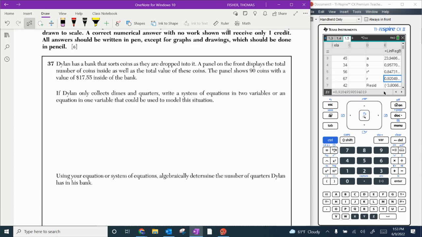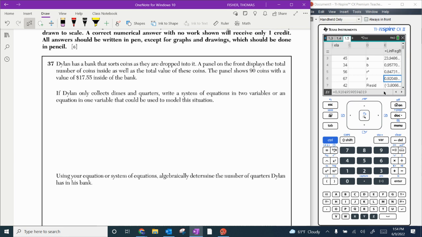All right, question 37, last one. What is this talking about? Talking about coins and sorting and 90 coins and the value. Nice little system. They love making systems for part 4s because it's a great way to get 6 points. And these should be great. If you see one of these show up on a Regents, you should be happy to see it as a part 4. Usually they're not too bad.